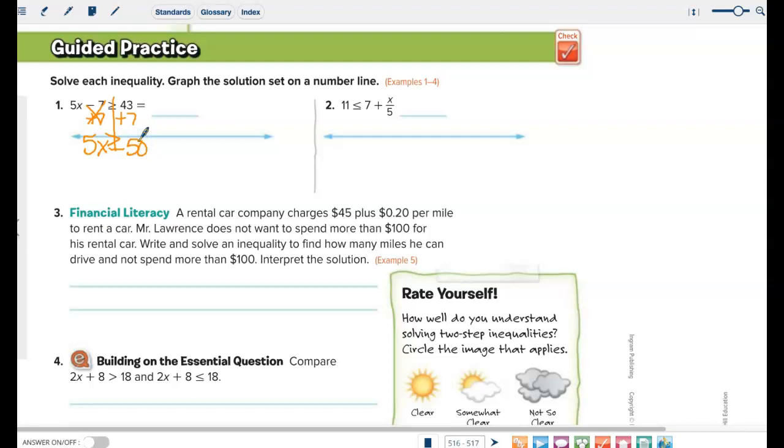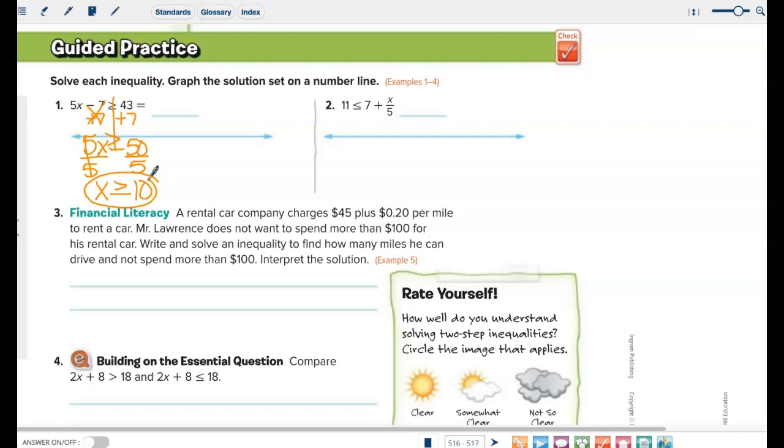Since 5 and x are multiplied, I do the opposite operation, which is division. What you do to one side, you do to the other. Since I divided by a positive number, my sign stays the same. 50 divided by 5 is 10. So my answer is x is greater than or equal to 10.